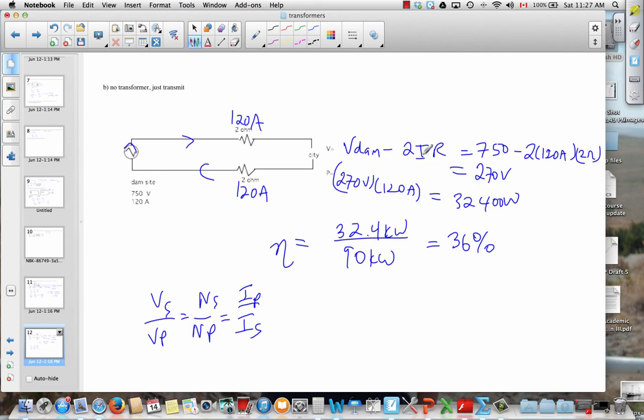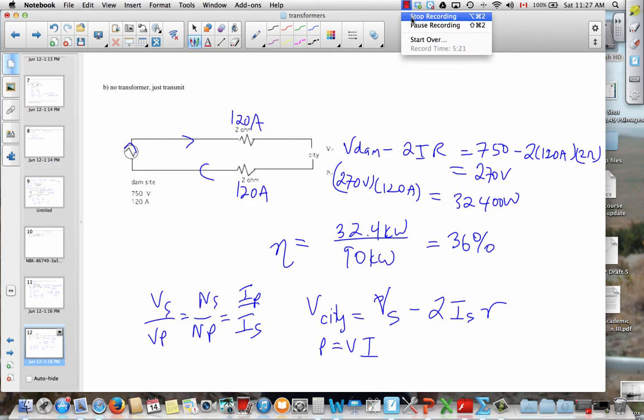And it's really just using Ohm's law in the transmission lines to find the voltage that arrives at the other end, and then the definition of power, voltage times current, to find the power that arrives at the city. And so this is the voltage for the secondary minus 2 secondary current times resistance. It's almost not worth writing down the formula, but there I did. Those are the principal results from our study of transformers and transmission lines.